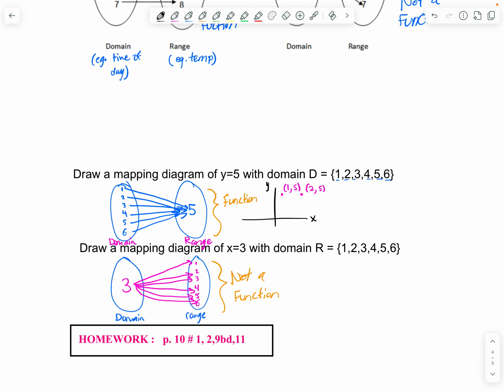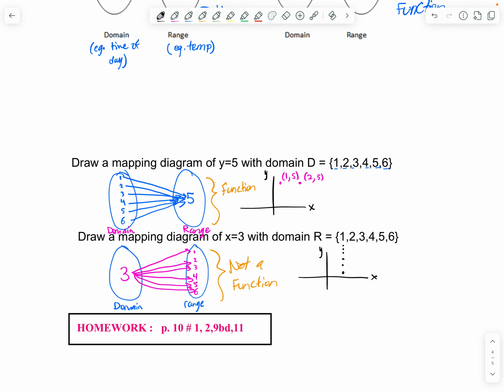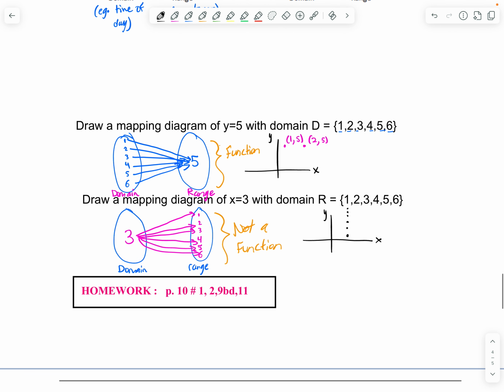Okay, and then this is what the graph of that would look like. X, Y, rough sketch. At 3, we would have these points: 1, 2, 3, 4, 5, 6, and so on. So clearly a vertical line right there would fail. It wouldn't pass the vertical line test, hence it's not a function.